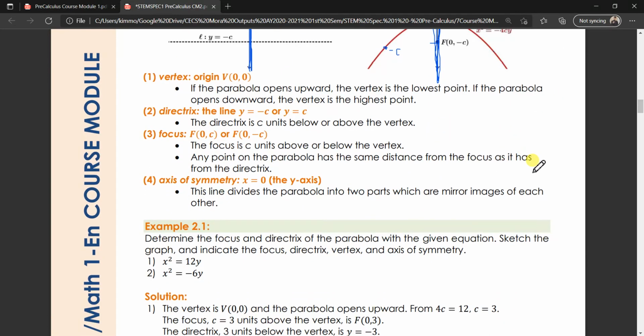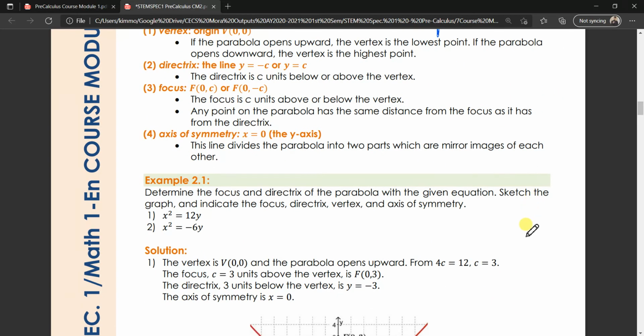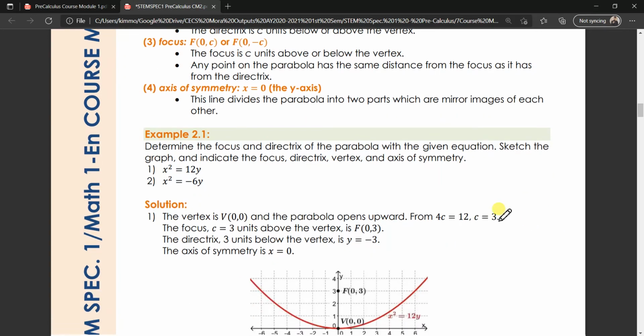Okay, so let's have examples. So for number 1, we are asked to determine the focus and the directrix of a parabola with the given equation, and we are asked to sketch a graph and indicate where is the focus, the directrix, the vertex, and lastly the axis of symmetry. So for number 1, naatay x squared is equal to 12y.